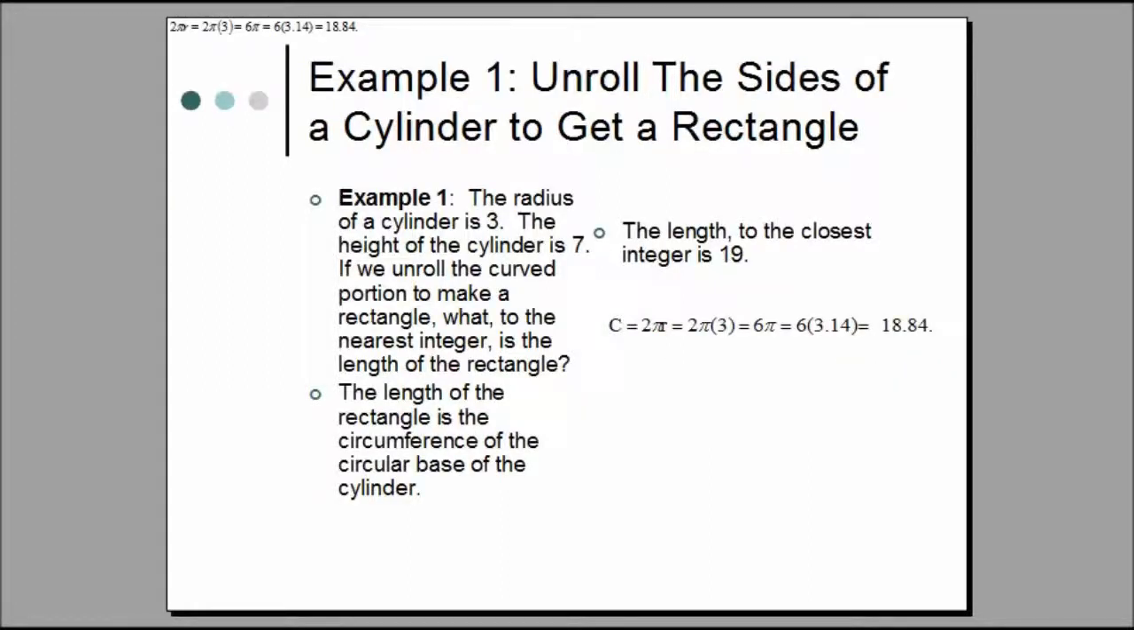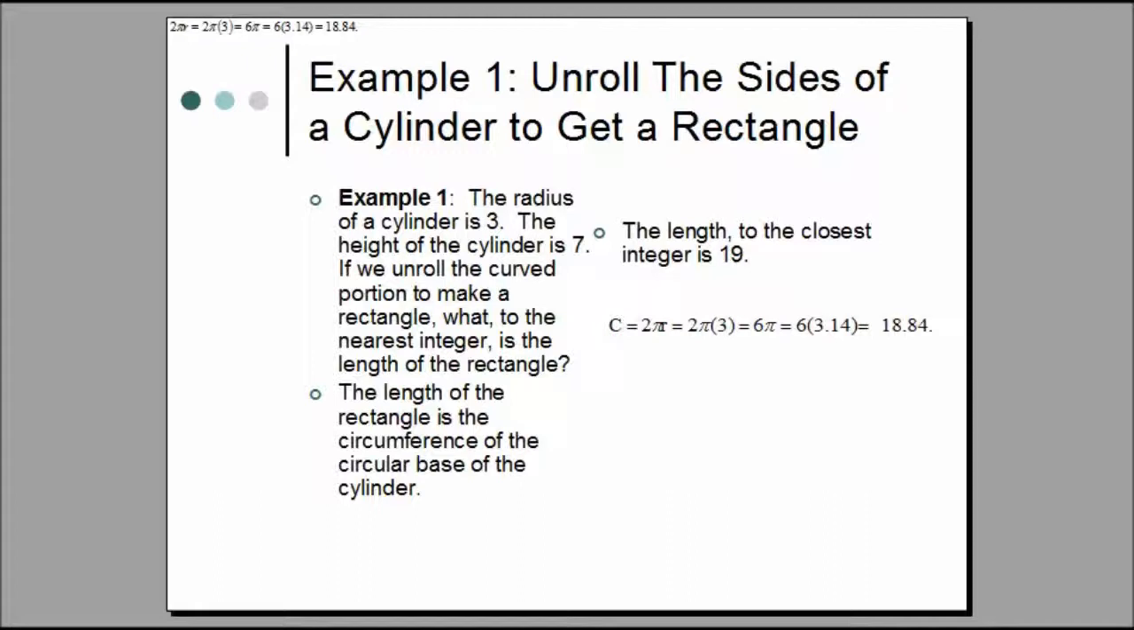Example 1 tells you to unroll the sides of a cylinder to get a rectangle. The radius of the cylinder is 3, the height of the cylinder is 7. If we unroll the lateral portion, the curved portion, to make a rectangle, what, to the nearest integer, is the length of the rectangle? The length of the rectangle is the circumference of the circular base of the cylinder.